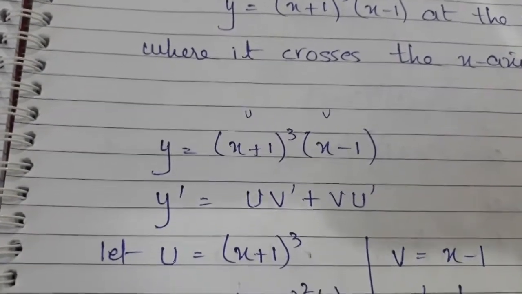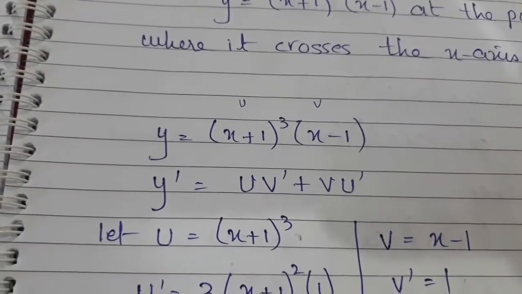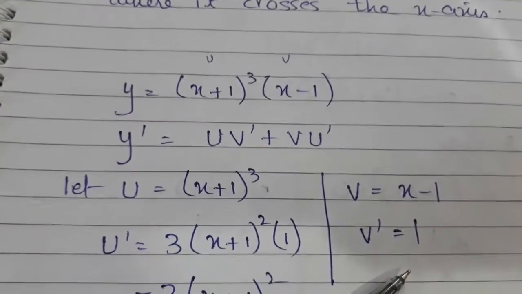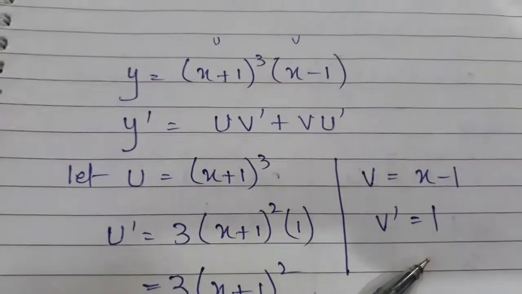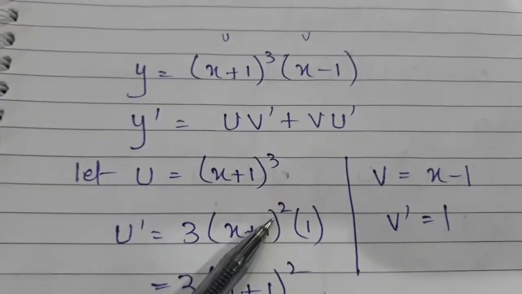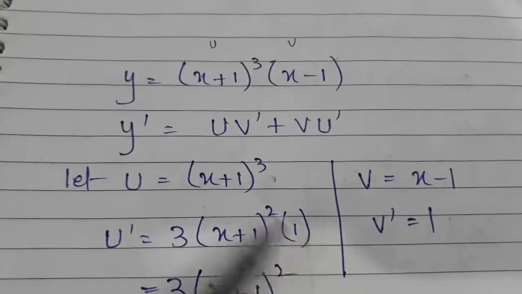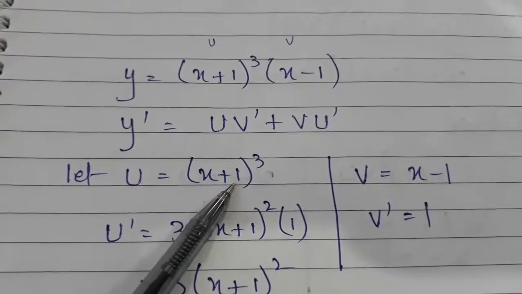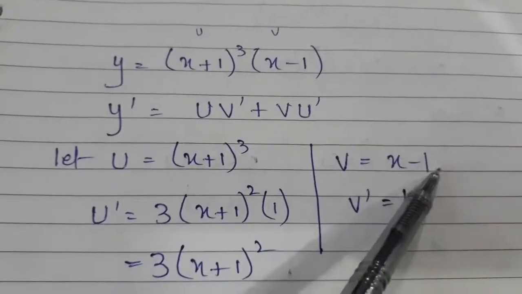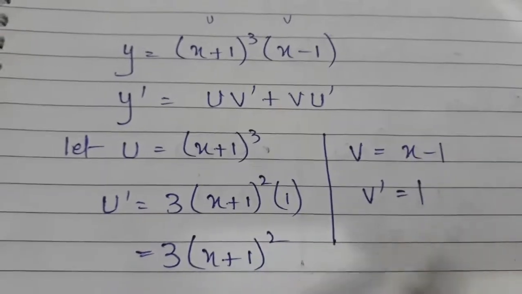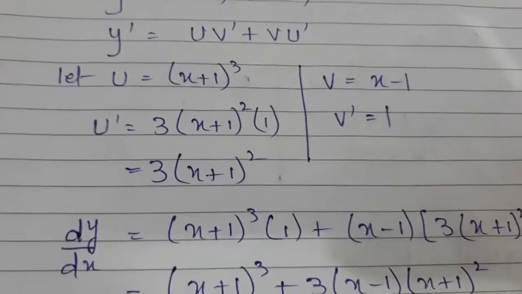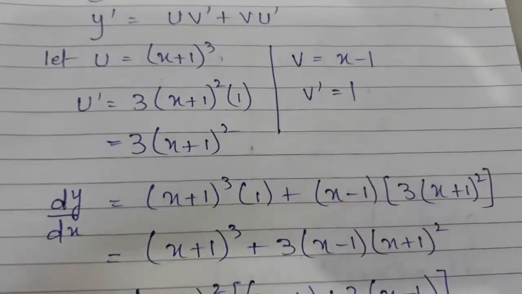So I will apply the product rule. First of all, I need to differentiate u and v so that I can substitute the values in here. As we have done in the previous examples, 3 will come here as a multiplier, 3 minus 1 is 2, the function as it is, multiplied by the derivative of this function, which is 1 plus 0. And v is x minus 1, so the derivative is 1 minus 0, so it is 1. So now I'm substituting these values in the product rule.